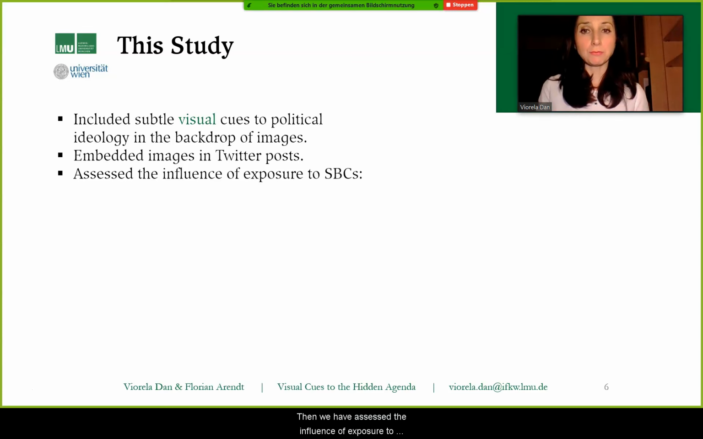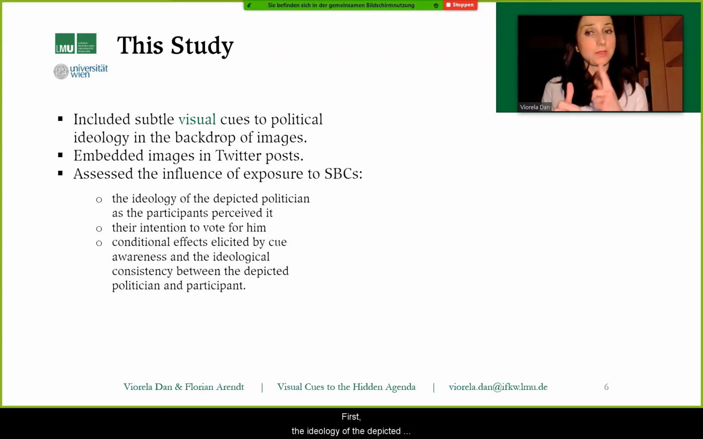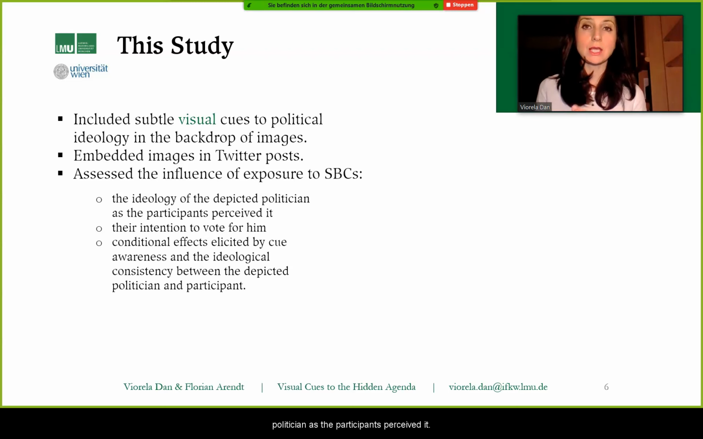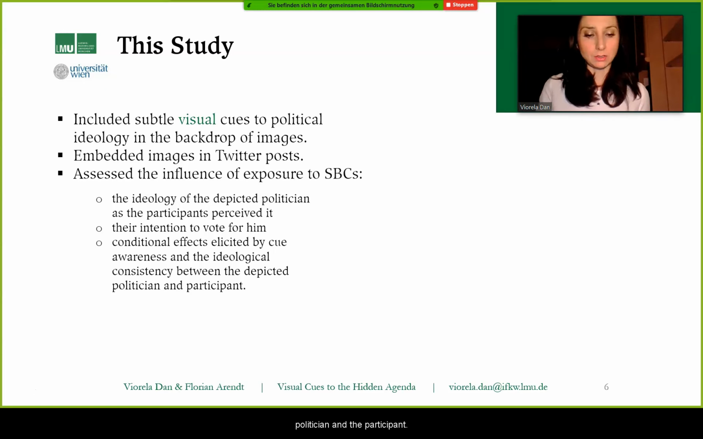Then we have assessed the influence of exposure to SBCs on a couple of things. First, the ideology of the depicted politician as the participants perceived it, their intention to vote for the politician, and conditional effects elicited by cue awareness, so whether I have acknowledged that there was a cue in the background, and the ideological consistency between the depicted politician and the participant. So if one is conservative, the other is conservative too, that would be ideological consistency.